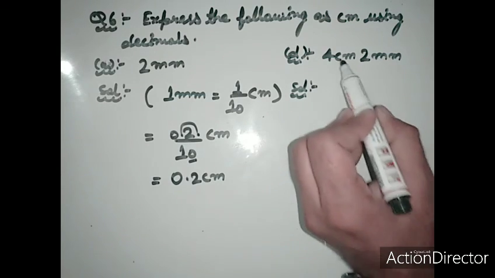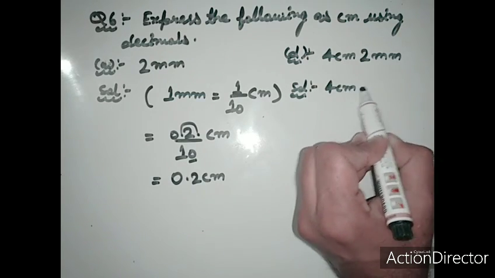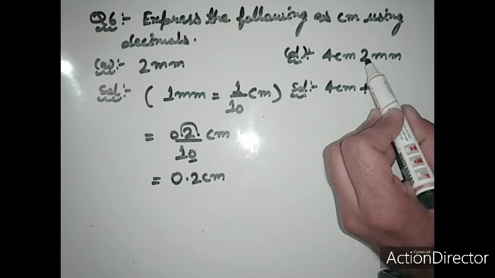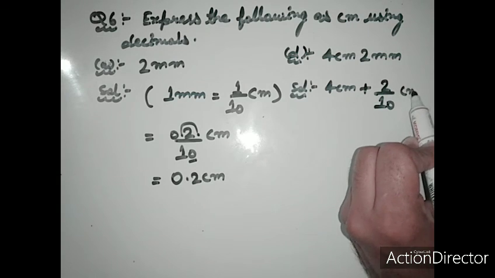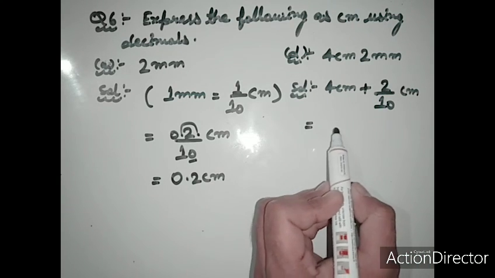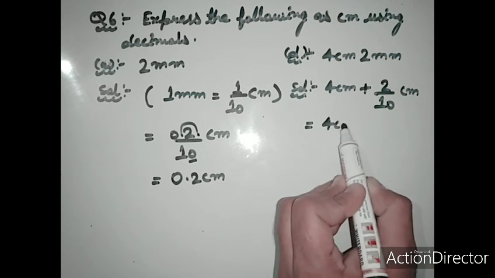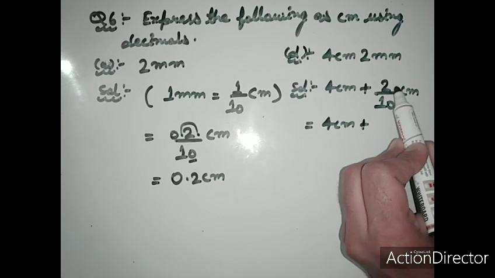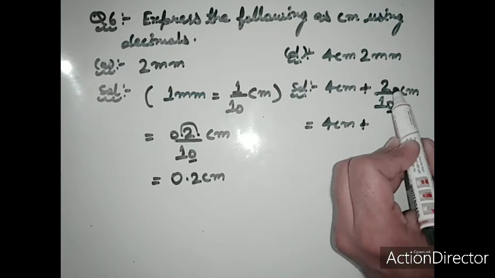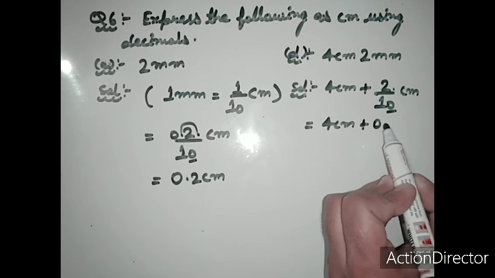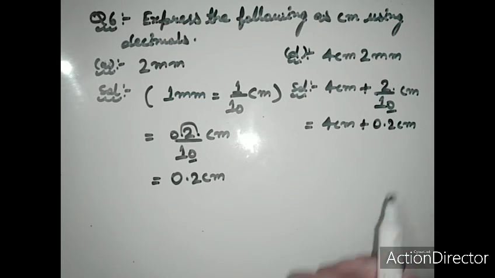So because this 4 is already in centimeter, right? Here we convert only this 2 millimeter into centimeter. So we write 2 upon 10 centimeter. So here we write 4 centimeter plus, the decimal place is at the last end of the number, and what is the total number of zeros? 1. So the decimal shifts 1 place to the left-hand side. So we write 0.2 centimeter.